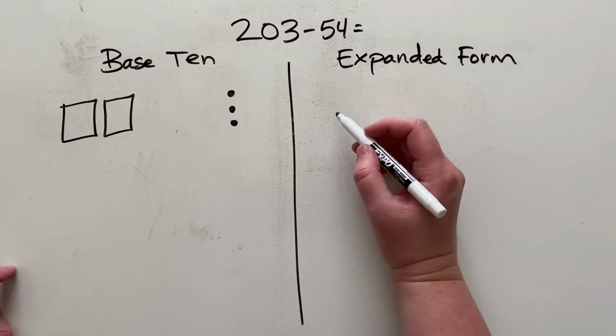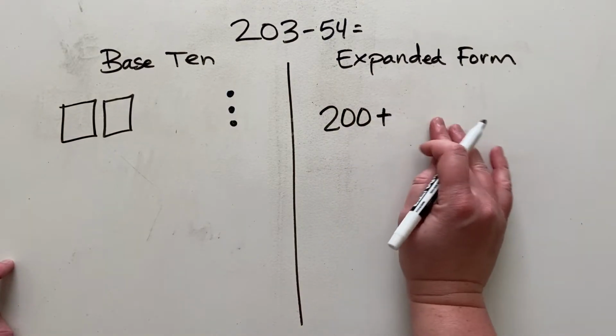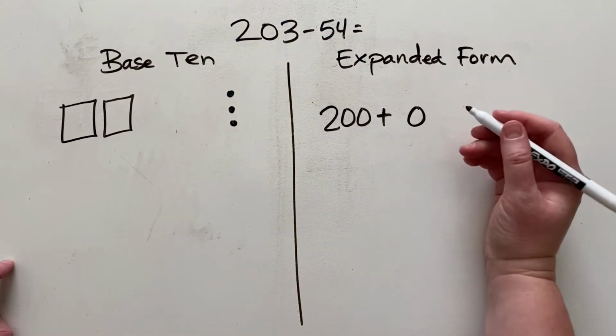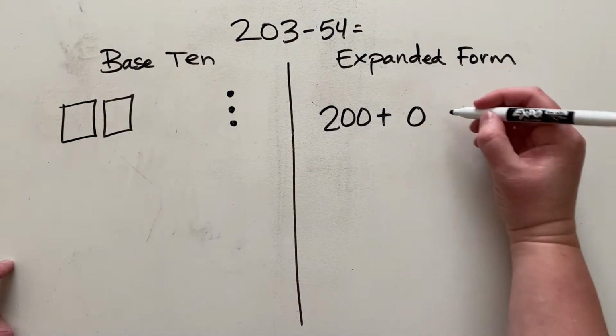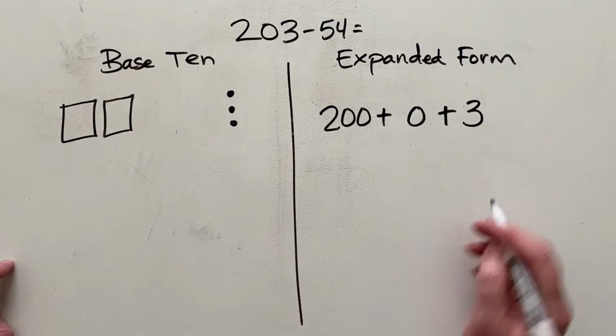So putting the number 203 in expanded form is 200. And I want to keep a spot for my tens. Even though I know that there's nothing there, I'm still going to put, well, nothing there, leaving a space for my tens place value. And then in the ones place, there's 3.